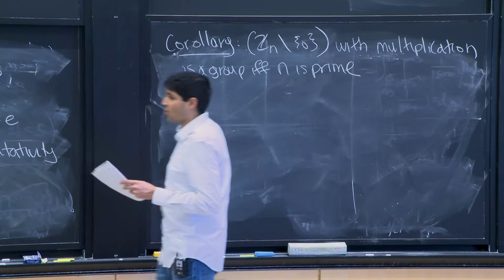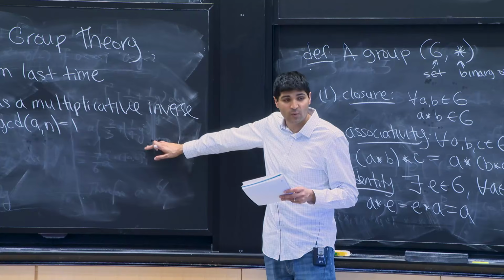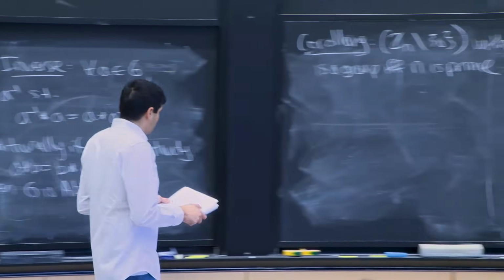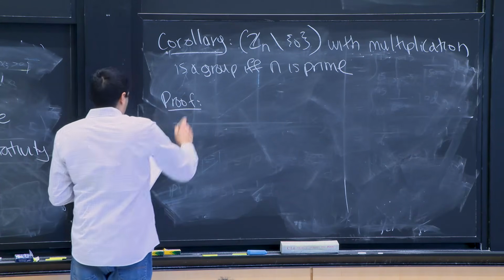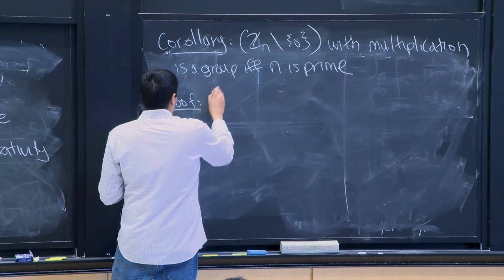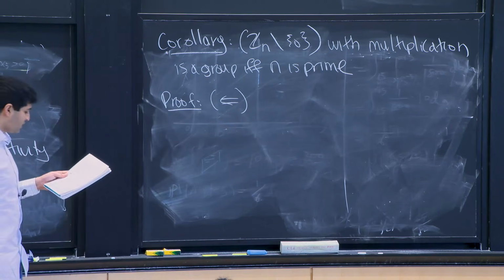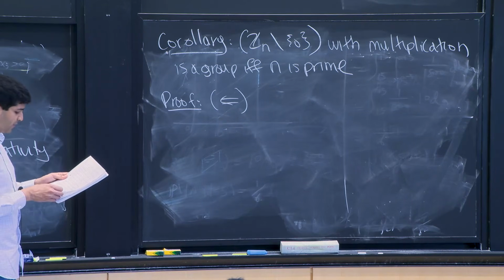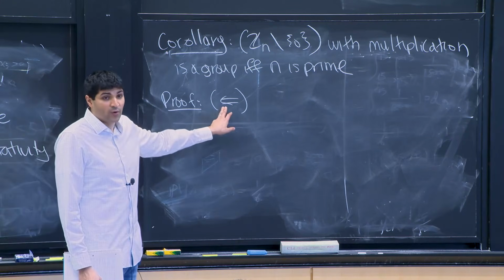And I'm writing this as a corollary because really it's a corollary of this key lemma that we showed last time. So let's prove this lemma just to get some familiarity with groups. So this is an if and only if statement. Let's prove the reverse direction first. So let's suppose that n is prime. Then why exactly is this a group?